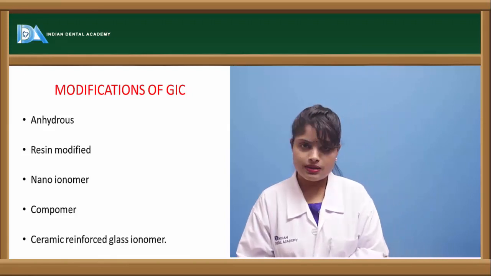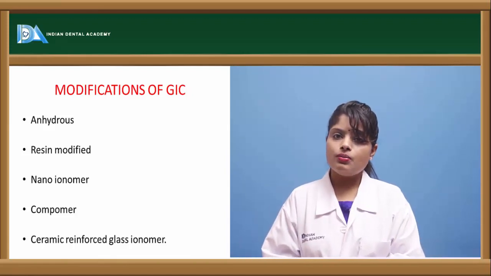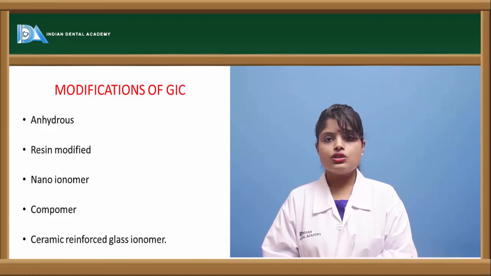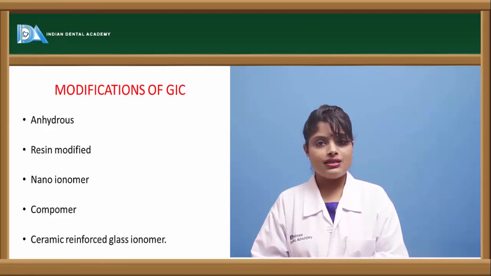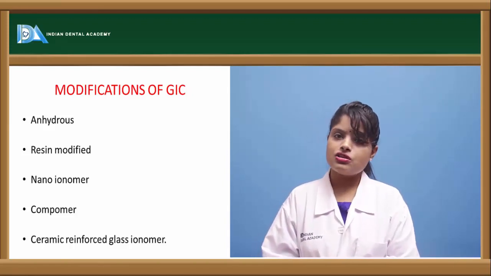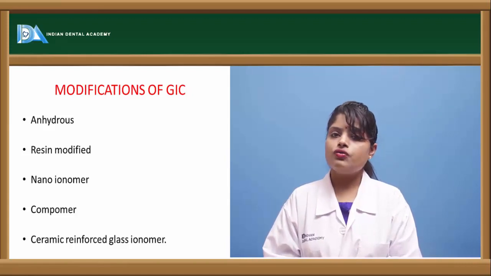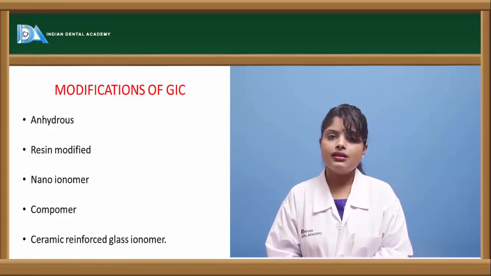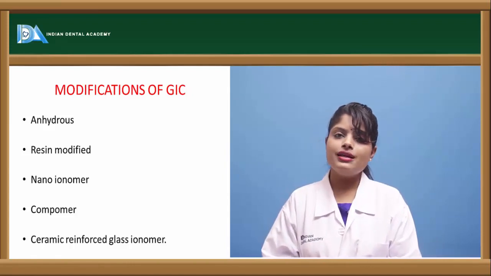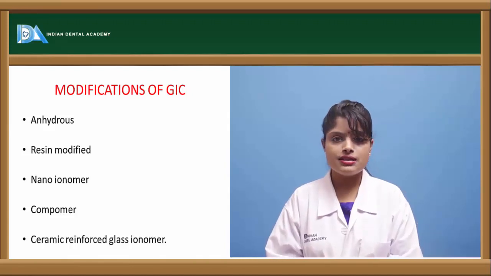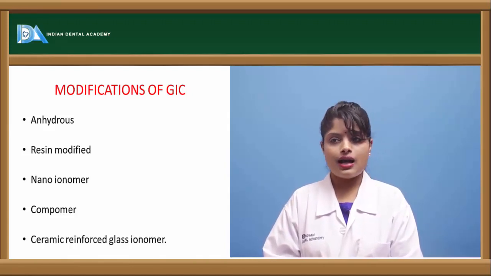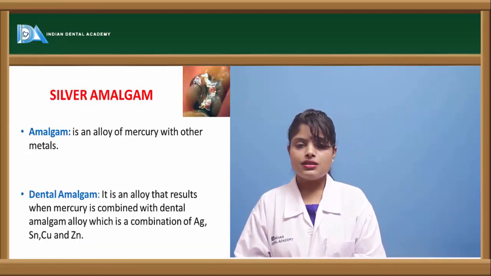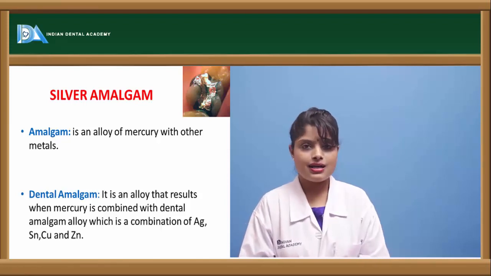glass ionomer cement. Next comes the combination of amalgam and glass ionomer cement, which can be used in posterior cavities and is more resistant to fracture and has more strength. There is the ceramic reinforced glass ionomer cement and the nano ionomer. The nano ionomer has very small particles and has higher translucency and aesthetic property than any other glass ionomer cement. So these were the properties, advantages, disadvantages and further characteristics of glass ionomer cement.